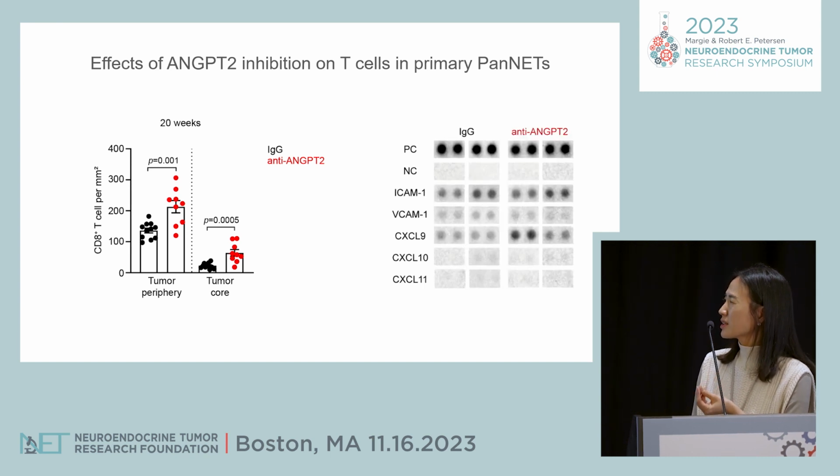To understand the mechanism by which angiopoietin 2 inhibition improves T cell infiltration, we looked at adhesion molecules and chemokines responsible for T cell infiltration, and we found specifically that CXCL9 was upregulated after angiopoietin 2 inhibition in the liver metastatic tissues. And now, as current work, we are further trying to understand the mechanism using a multi-omic approach.